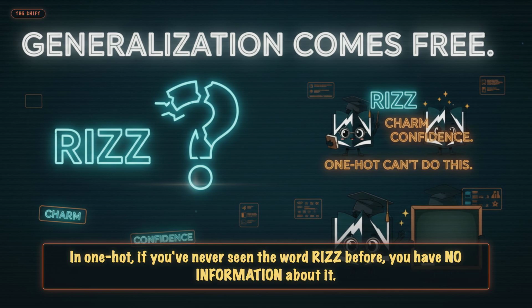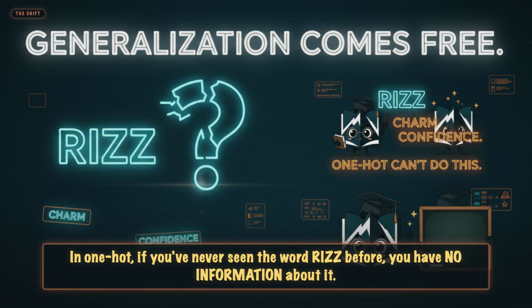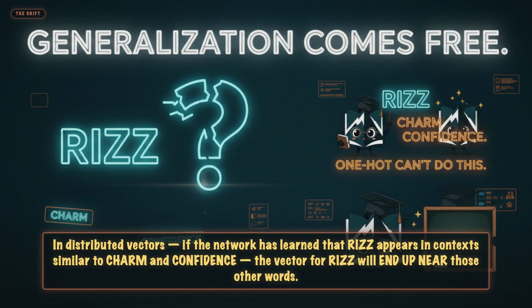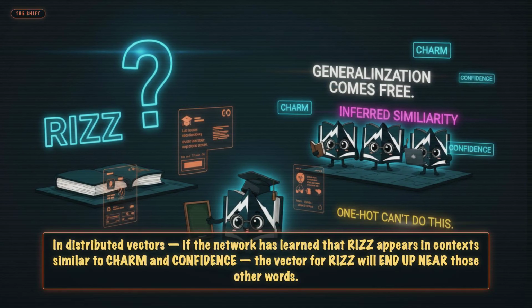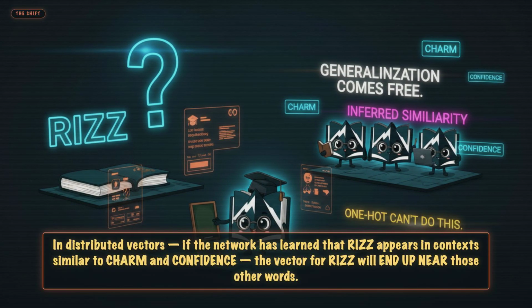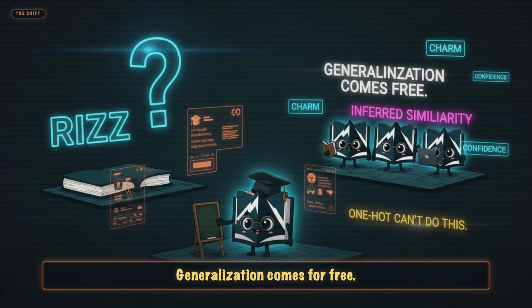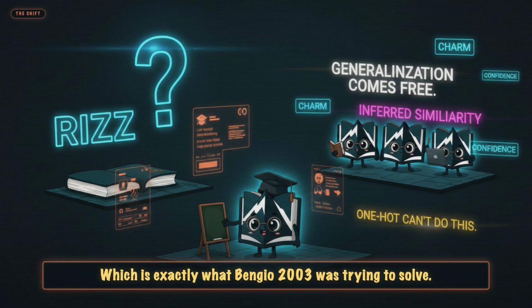In one-hot, if you've never seen the word RIZZ before, you have no information about it. In distributed vectors, if the network has learned that RIZZ appears in contexts similar to charm and confidence, the vector for RIZZ will end up near those other words. Generalization comes for free, which is exactly what Bengio 2003 was trying to solve.